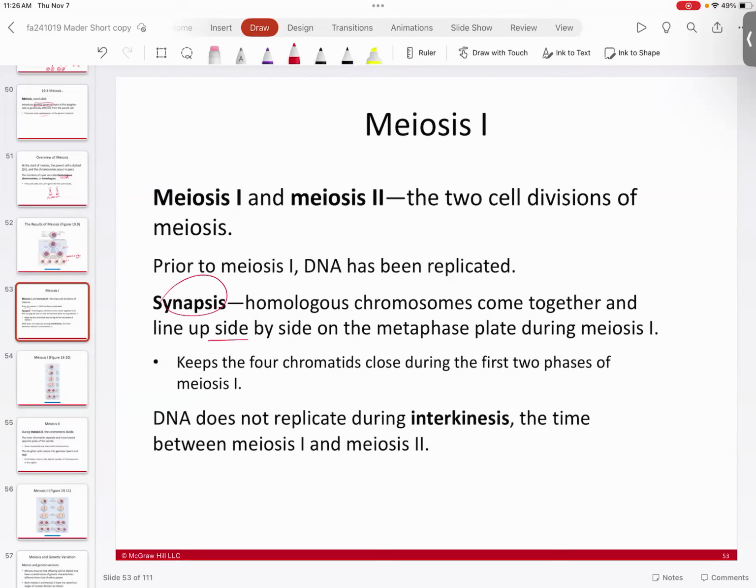That is to say, they're zippered together with a structure called the synaptonemal complex. It'll take mom one and dad one and zipper them together, keeping all four of those chromosomes close during the first phases. But in this particular case, there is no extra replication. You just go from meiosis I into meiosis II, right? So the idea in meiosis I is you separate your homologs into two different piles.